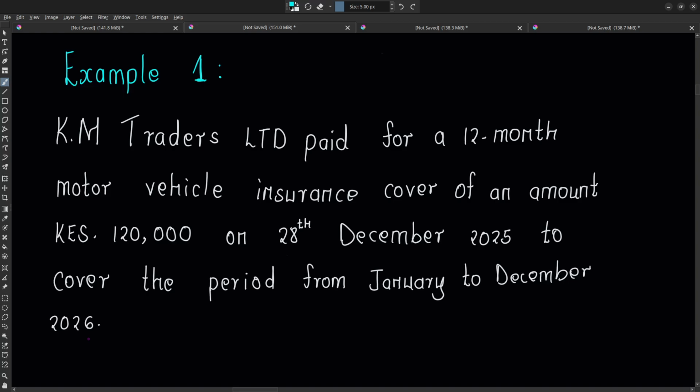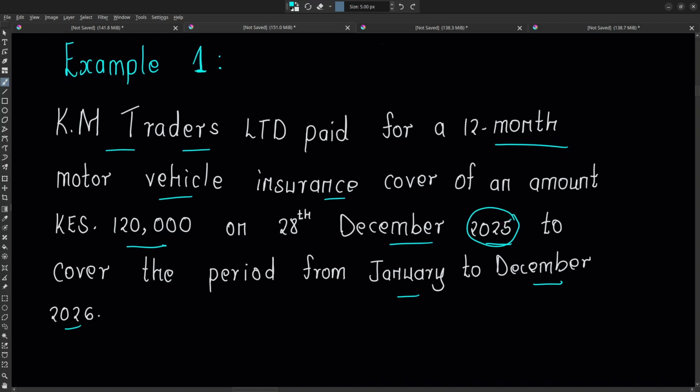The first example is we have KM Traders Limited paid for a 12-month motor vehicle insurance cover of an amount 120,000 on 28 December 2025 to cover the period from January to December 2026. So basically the business is making a payment of motor vehicle insurance for the period January to December 2026, but they are making that payment in December 2025, okay? So they are doing an advance payment to receive the benefit of what they are paying for in the next period, okay?